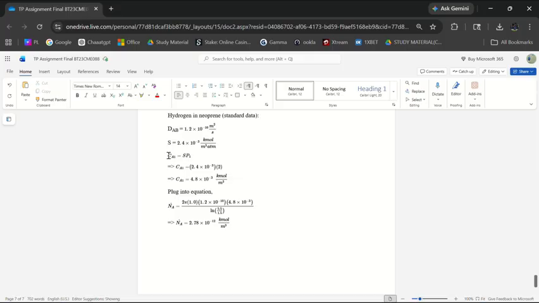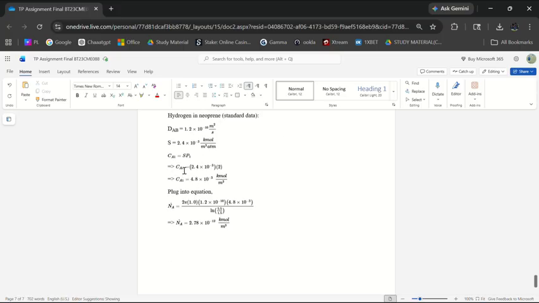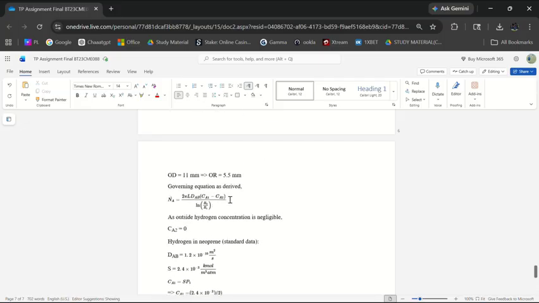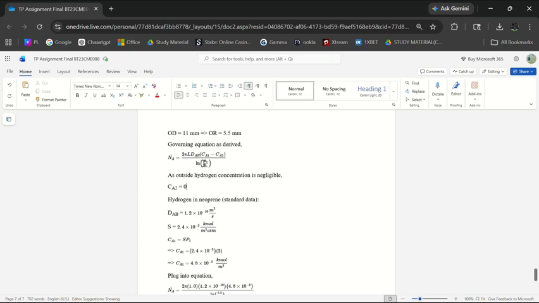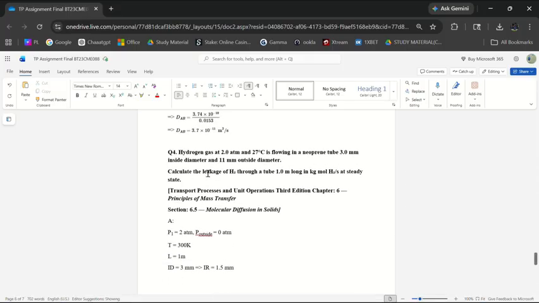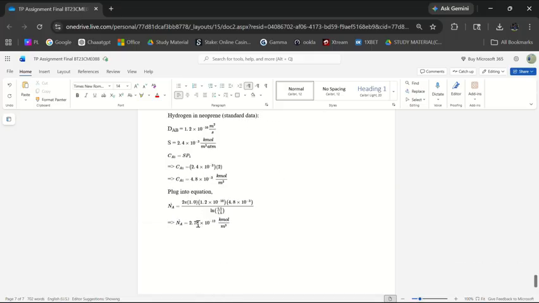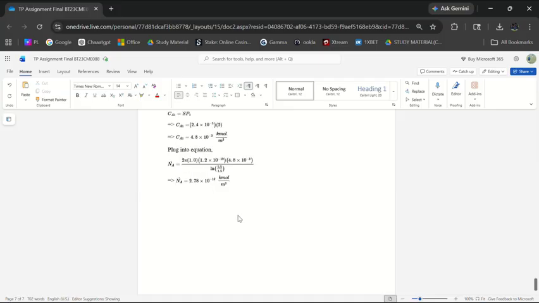Now we know that to obtain concentration from solubility we need to multiply it with pressure. Pressure is given as 2 atm. We multiply it and find the concentration, which is Ca1, to be 4.8 into 10 power minus 3. Now as we have assumed Ca2 to be 0, we have N, we have DAB, we have R2, we have R1, we have Ca1, we have Ca2. Now we can find the molar rate of transfer, that is the leakage of H2. So we can find the rate of molar transfer of hydrogen through the neoprene, which comes out to be 2.78 into 10 power minus 12 kilomole per second per meter. Thank you.